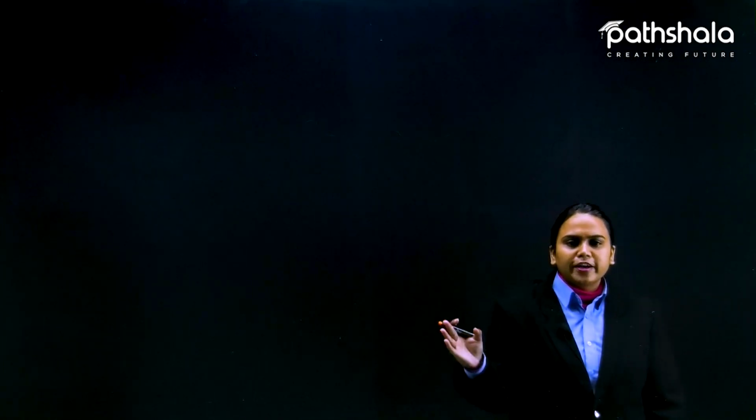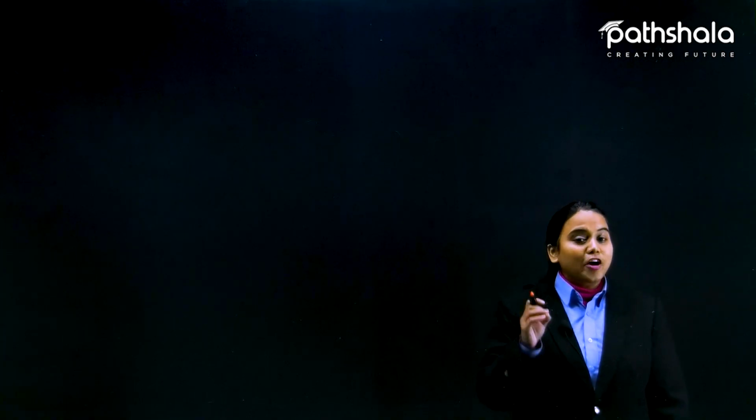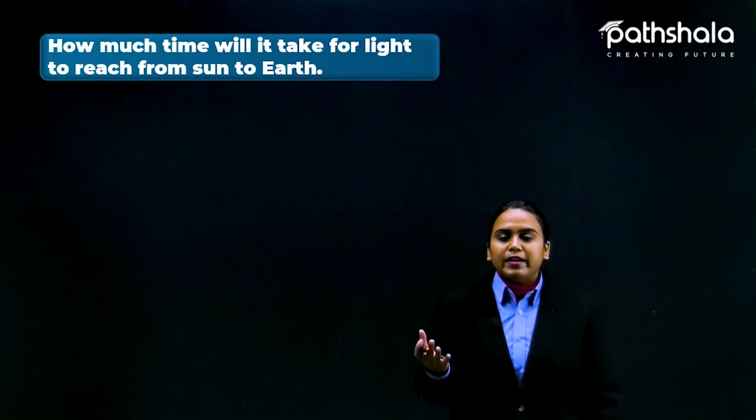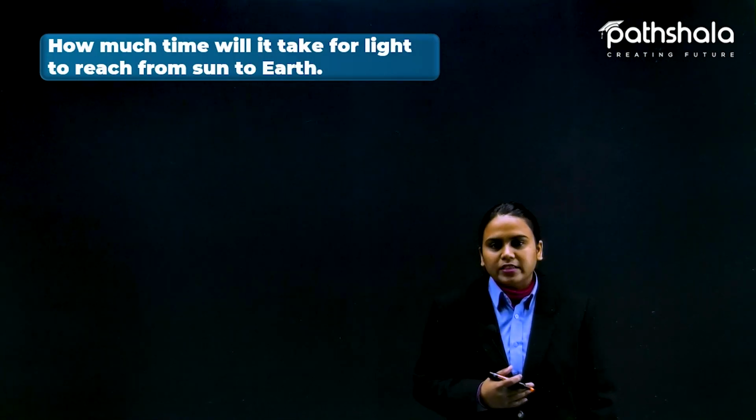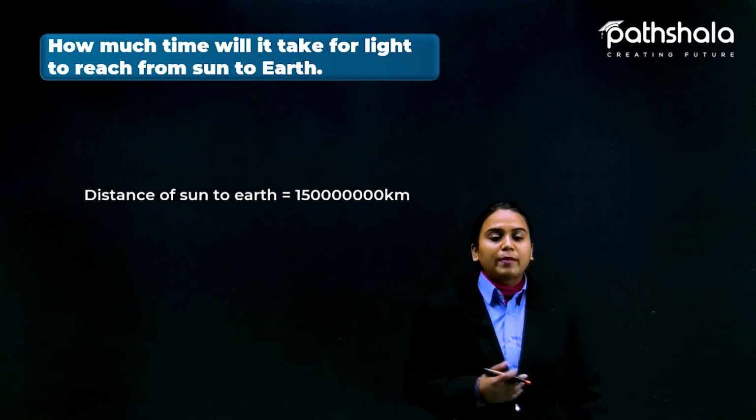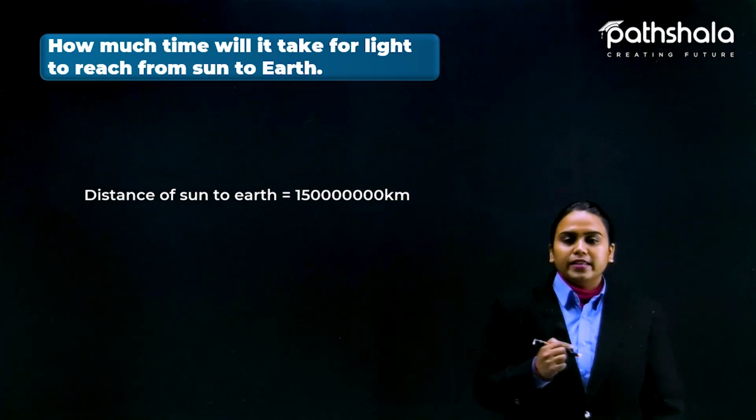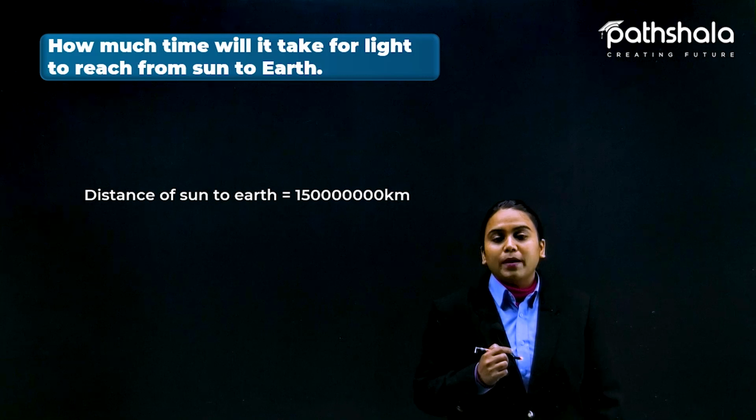Now, as I have told you, we are actually 8 minutes far away from the sun. Why 8 minutes? Ma'am, you have told that we are 15 crore kilometers away. Yes, but according to the speed of light, if we travel from the sun to the earth, we will reach in about 8 minutes. So here is a calculation of how much time it will take for light to reach from the sun to earth. This question might come in your exams, that is why I am taking this, so you should know the calculation part also.